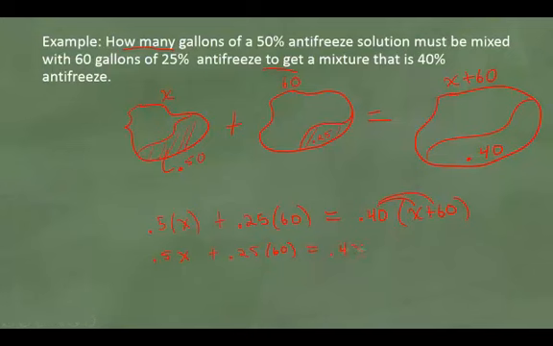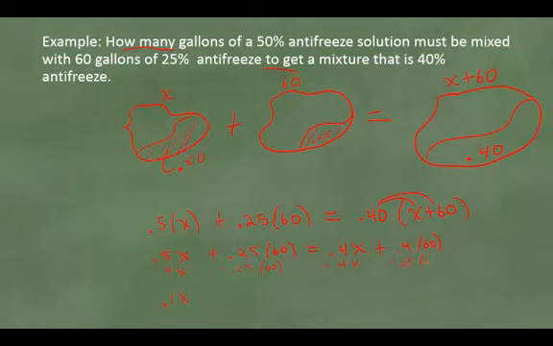So it's 0.4x plus 0.4 times 60. We can go ahead and combine now. You don't have to multiply these numbers out. Let's go ahead and subtract 0.4x from both sides. That would give us 0.1x. And let's go ahead and subtract 0.25 times 60 from both sides.